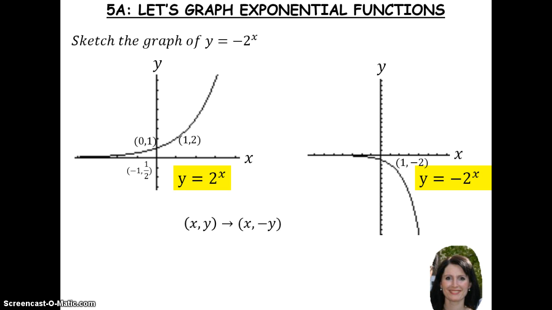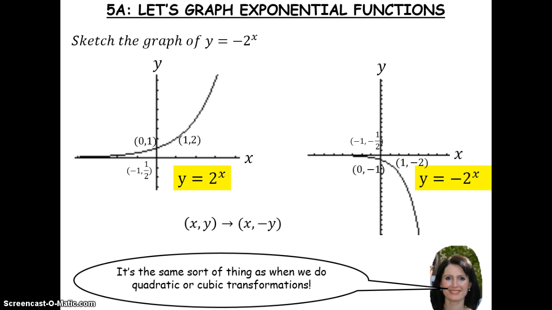So 1 for x becomes 1 and negative 2 for y. Our point of (0, 1), the 0 stays the same, the y value of 1 becomes negative 1, so (0, negative 1). And lastly, our point of (negative 1, a half) is going to become (negative 1, negative a half). There it is there. It's the same sort of thing as when we do quadratics or cubic transformations. If you look at the steps, you can see how similar they are.